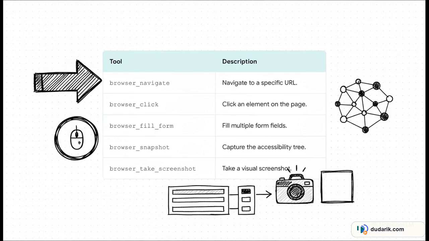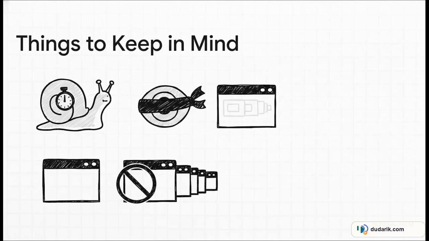Now, it's not magic, it's not a silver bullet for everything, so there are a few things to keep in mind. First off, the very first time you run it, the browser launch can take a few seconds. Also, remember how it uses the accessibility tree? Well, if you have some weird custom element, like a canvas widget that doesn't have proper accessibility info, the AI won't be able to see it. And finally, it's designed to work with one tab at a time.